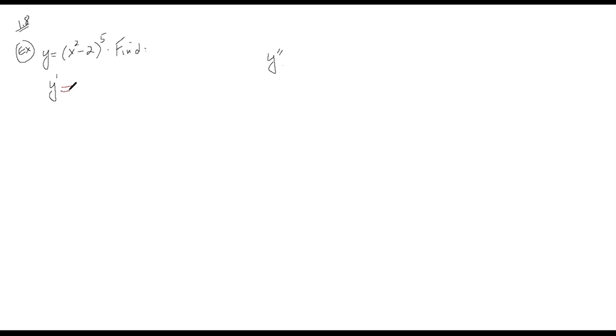So what rule is it to differentiate? Chain rule. Chain rule, yes. Can you tell me what that chain rule is, please? 5x squared minus 2 to the 5th power minus 1 times the differentiated, which is just 2x. Very good, very good.